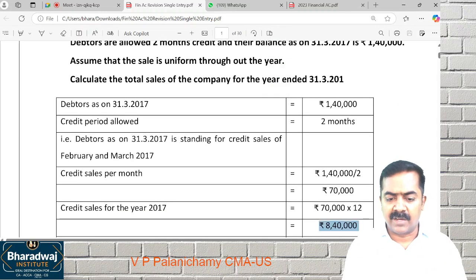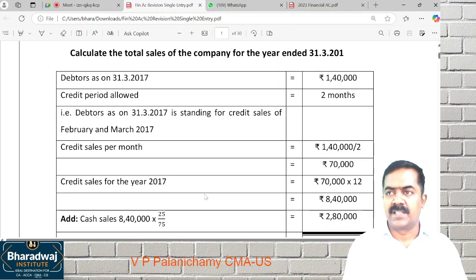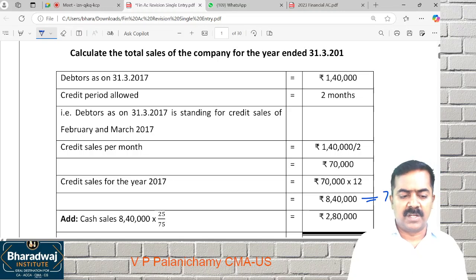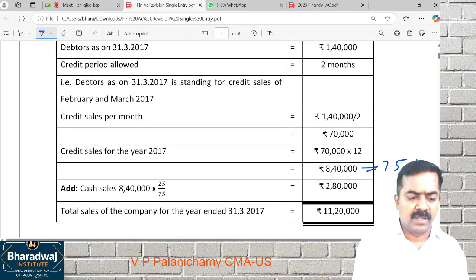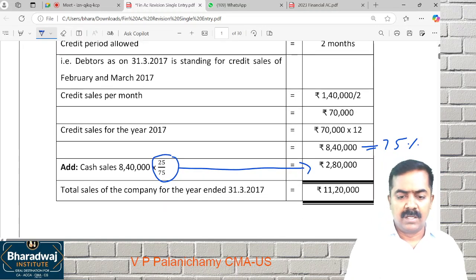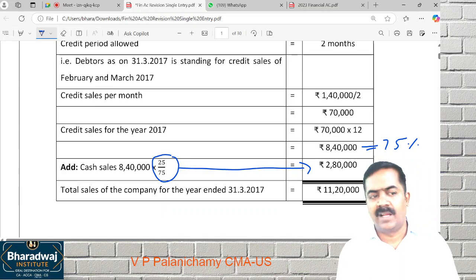So this 8,40,000 is 75%. This 8,40,000 is how much percentage? If this is 75%, what is 25%? That is why we take 8,40,000 into 25 by 75, and we get how much? 2,80,000. Total sales is how much?